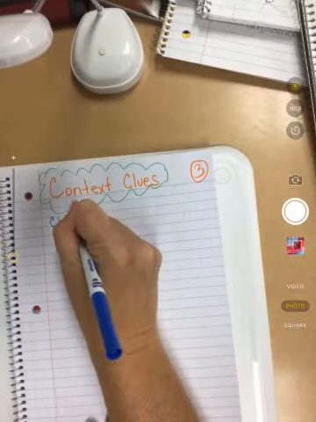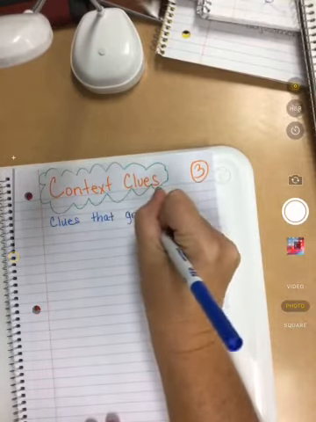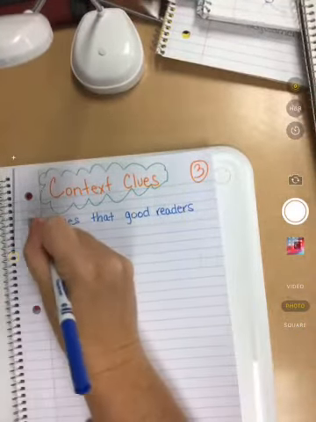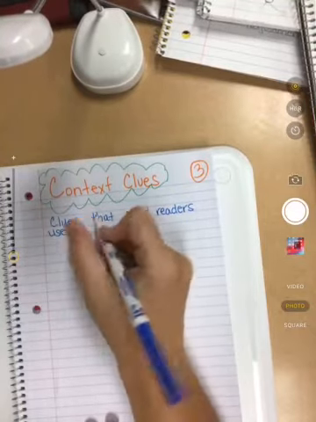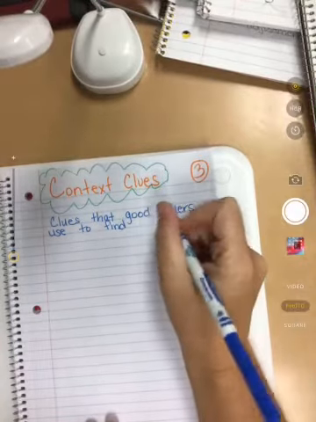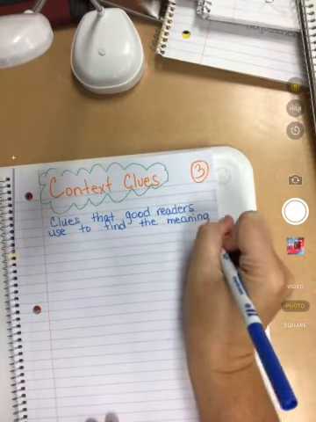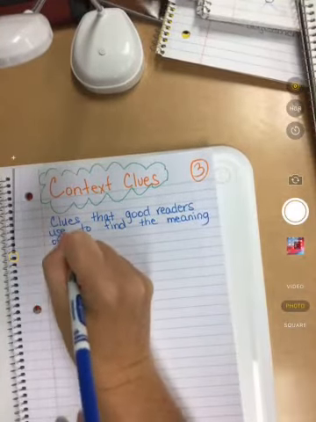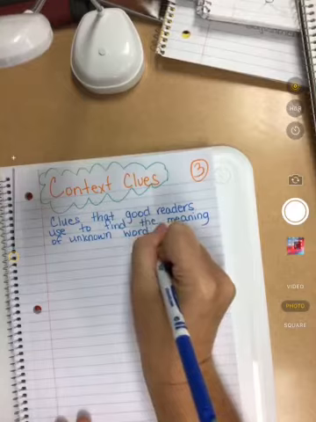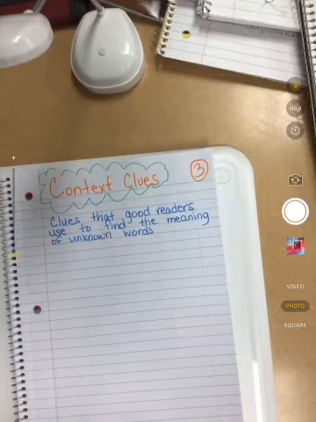Okay, context clues are clues that good readers use to find the meaning of unknown words. Okay, so context clues are words that good readers use to find the meaning of unknown words.